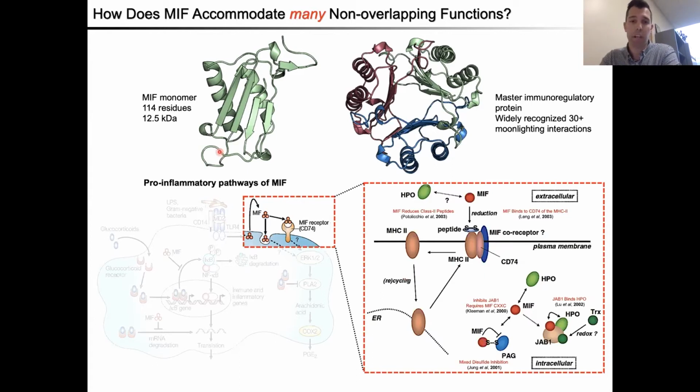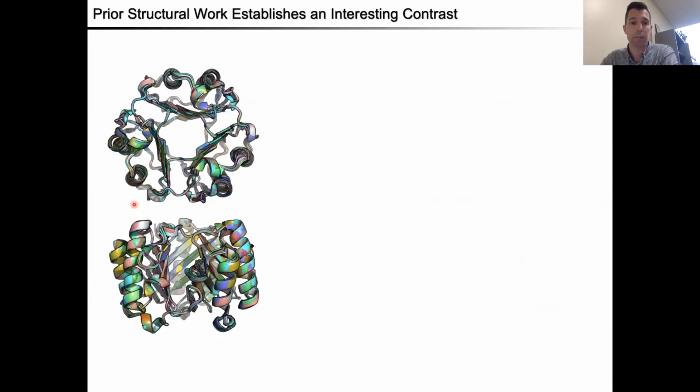And what was really puzzling to us was how such a small system, only a 12.5 kilodalton monomer, or a 3-fold symmetric homotrimer, could engage in 30 or 40 different potential interactions in the cell. And so we really wanted to solve this problem at the molecular level.